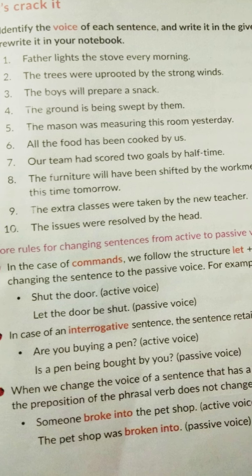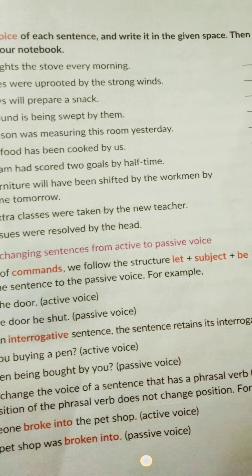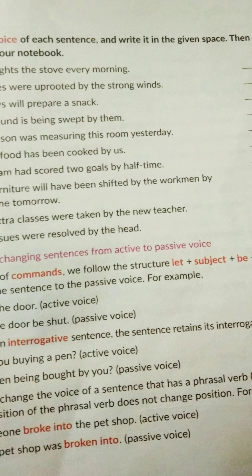Now it is an active voice. Why is it an active voice? Because someone is the doer of the action. Someone is what he did. Someone broke into. So it's a doer of the action, so it's an active voice. So when we change it, we have learned that phrasal verbs remain the same. So here when we are changing to passive voice, the pet shop was broken into. Broken into will remain the same and it will not change the position.